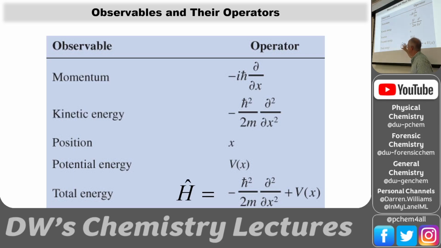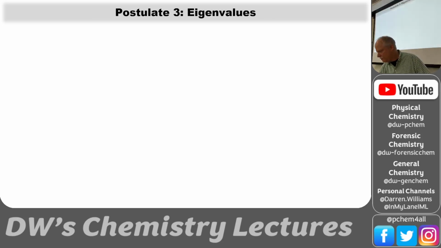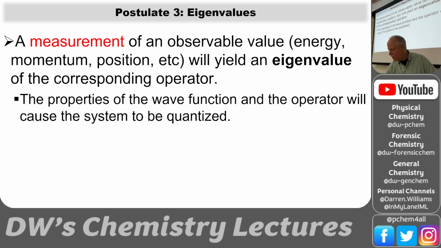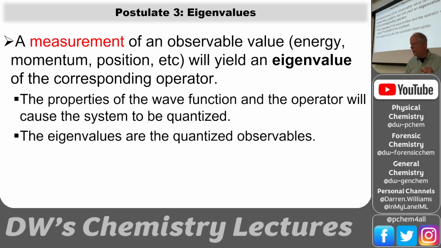And then the total energy is the potential and the kinetic added together. So you have the kinetic piece here and the potential piece here. This is the Hamiltonian operator, and that's what we're going to use to calculate the energy of our wave functions. Postulate 3: the measurement of an observable will yield an eigenvalue of the corresponding operator. So these are eigenvalue, eigenfunction equations. The properties of the wave function and the operator will cause the system to be quantized, and the eigenvalues are the quantized observables.